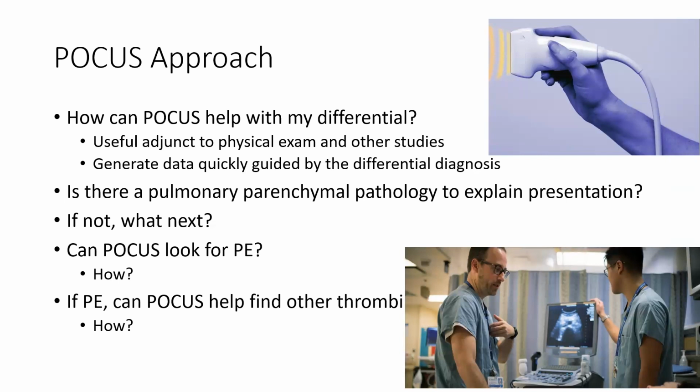So the question that we're asking with our ultrasound in this patient who shows up dyspneic and hypoxic is, is there a pulmonary parenchymal etiology that we can find to explain our presentation? If there's not, then where do we look? Is this a PE? Can POCUS help us make that diagnosis? And if it is PE, what else can we find? What else should we be looking for with our ultrasound?